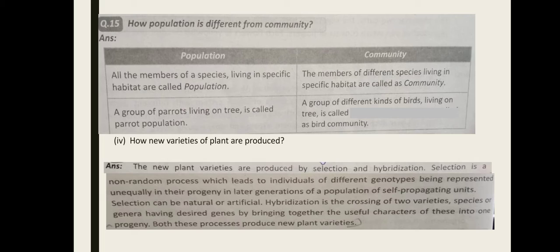How new varieties of plant are produced? The new plant varieties are produced by selection and hybridization. Selection is a non-random process which leads to individuals of different genotypes being represented unequally in their progeny. In later generations of a population of self-propagating units, selection can be natural or artificial. Hybridization is the crossing of two varieties, species or genera having desired genes by bringing together the useful characters of these into one progeny. Both these processes produce new plant varieties.